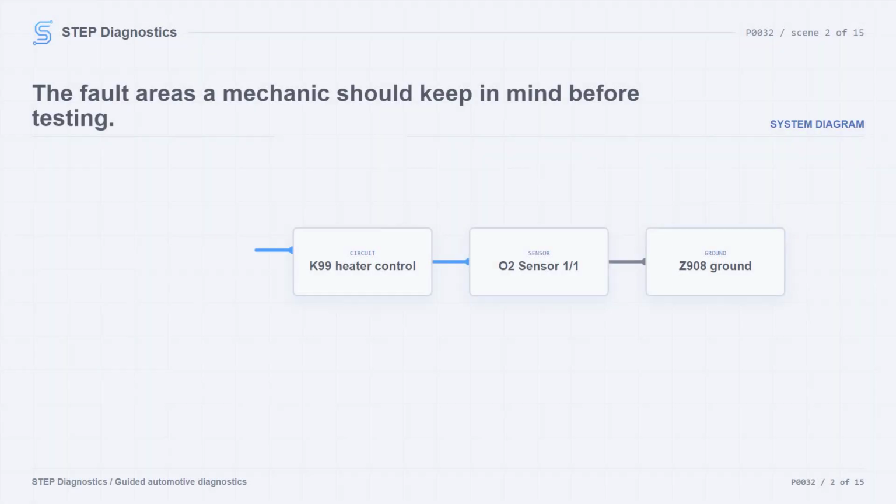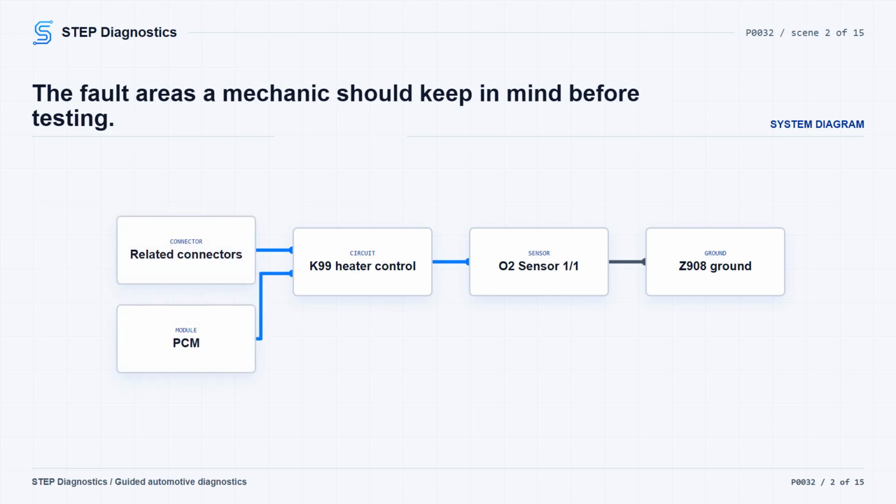Possible fault areas can include the heater control wiring, the sensor ground, connector or terminal issues, the oxygen sensor itself, or, less often, the PCM. If other codes are present, check what they mean first, then keep this diagnostic path focused on P0032. Start with the basic system checks before diving into circuit testing.